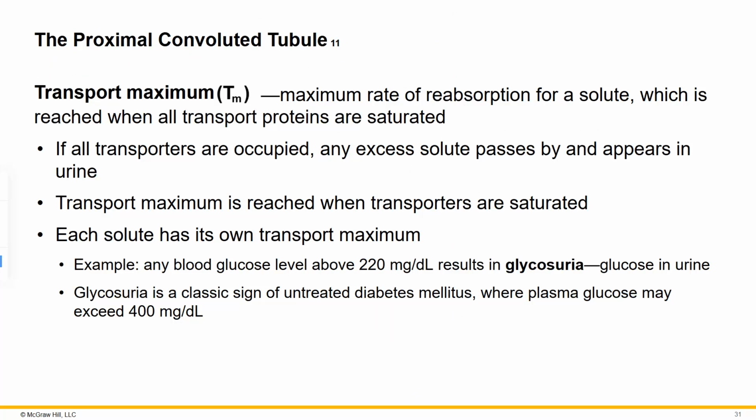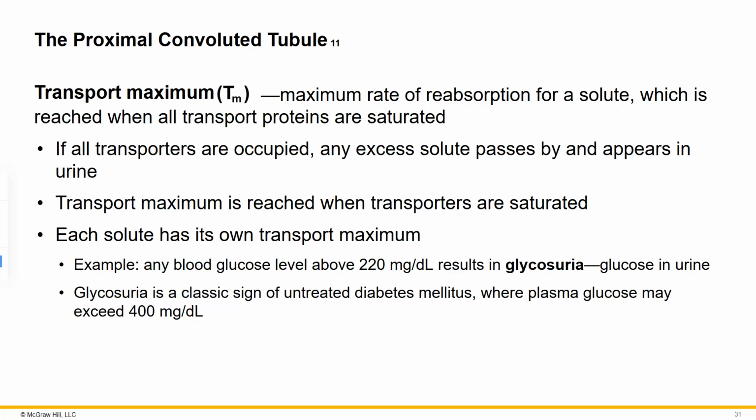The transport maximum. This is the maximum rate of reabsorption for an individual solute, which is reached when all transport proteins are saturated. If transporters are occupied, any excess solute passes by and appears in the urine. Transport maximum is reached when transporters are saturated. So each solute has its own transport maximum. Example, any blood glucose level above 220 mg per deciliter results in glycosuria, and that's glucose in the urine.